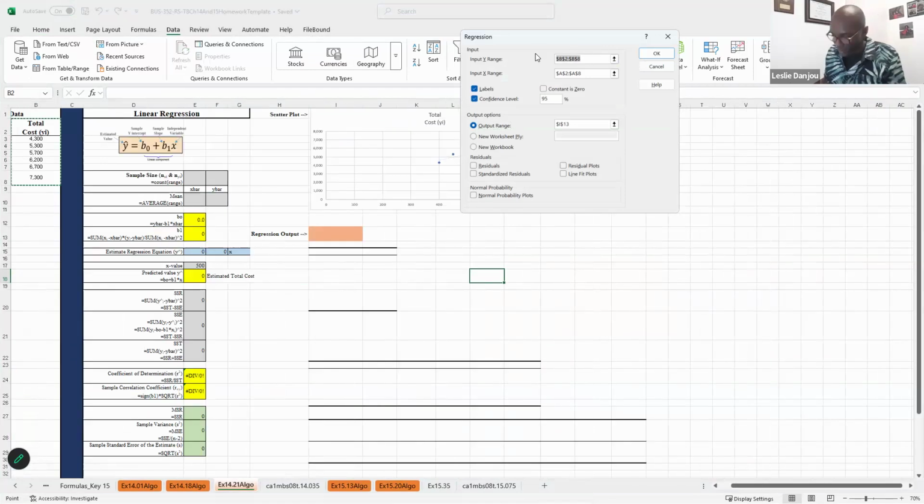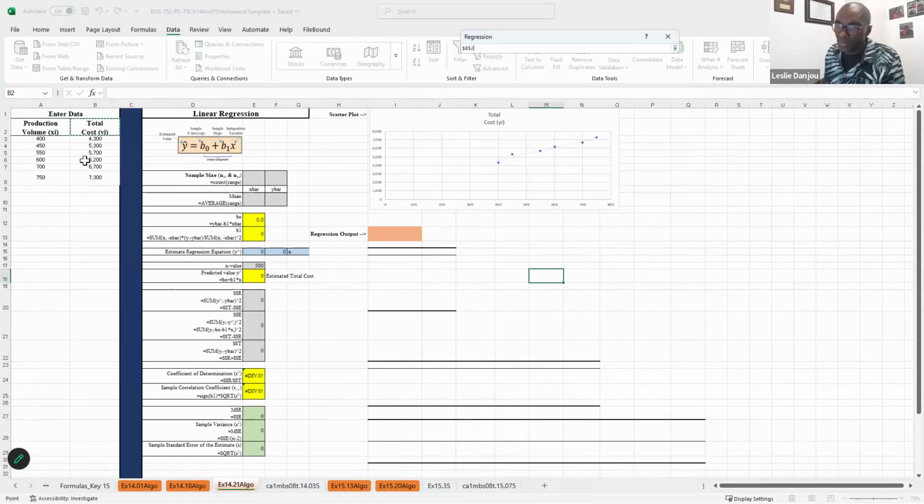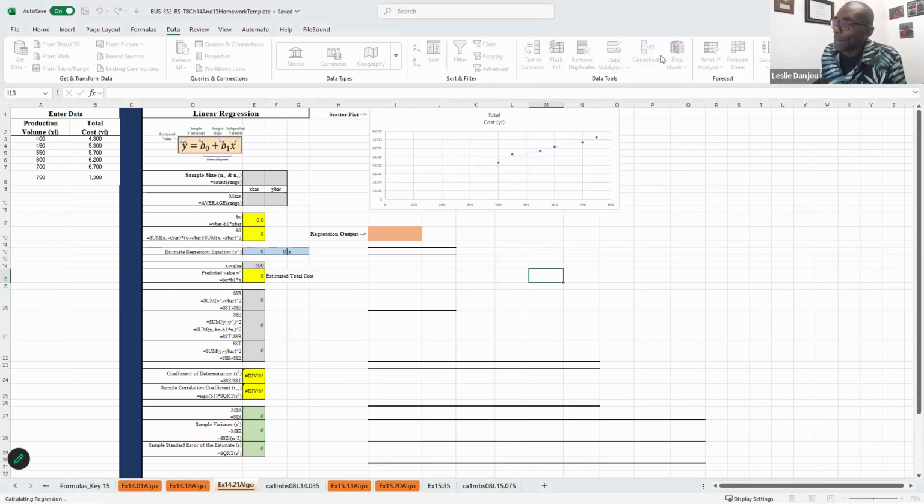All right. Once again, clear out all of this so you have no confusion. Once again, put the Y's with the Y's and put the X's with the X's. Include the label as well, please. And we're going to drop this right here. So once you have everything set up like mine is, press OK.